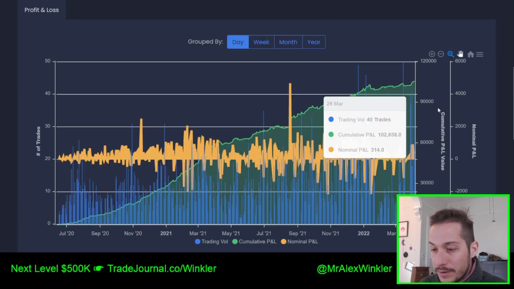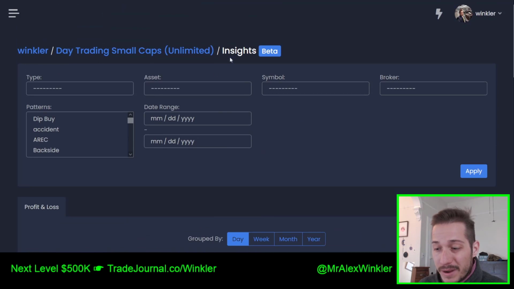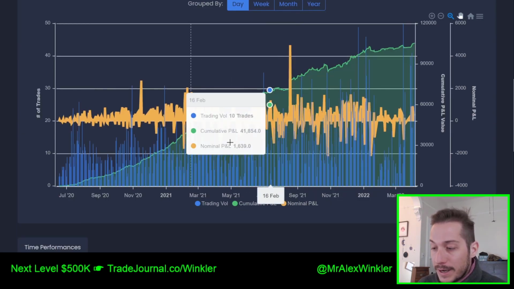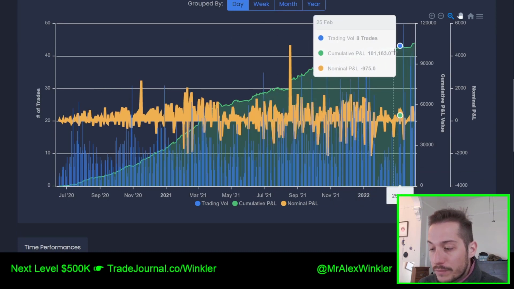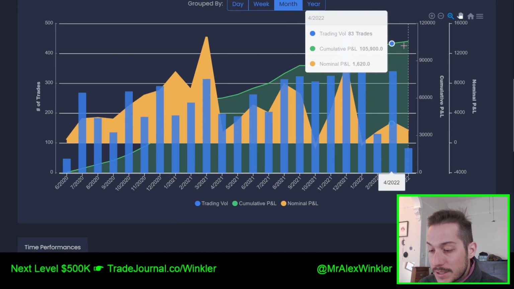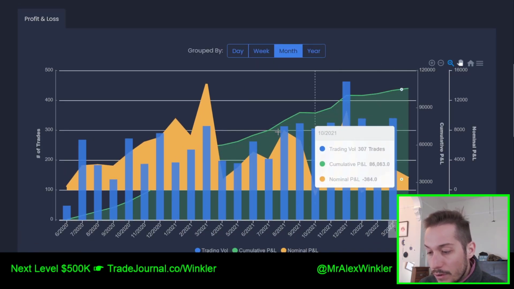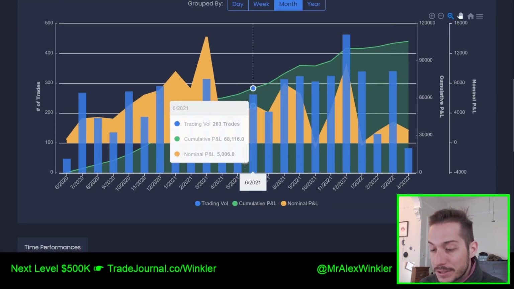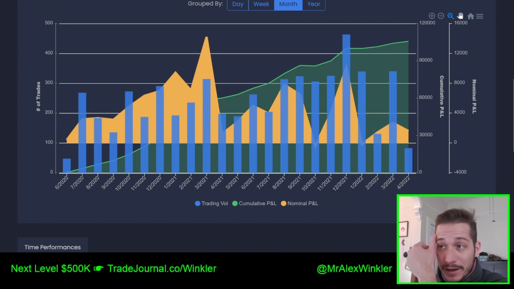The green here is our overall portfolio, and it's almost 2 years now in the day trading small caps unlimited portfolio. It's been a slow Q1, very, very slow Q1. And actually, if we just pop up the month, you can see that overall my volume's been down a little bit. This is roughly around the time where we started that not a road trip, but I've been on the road a lot, so that's really been affecting me.